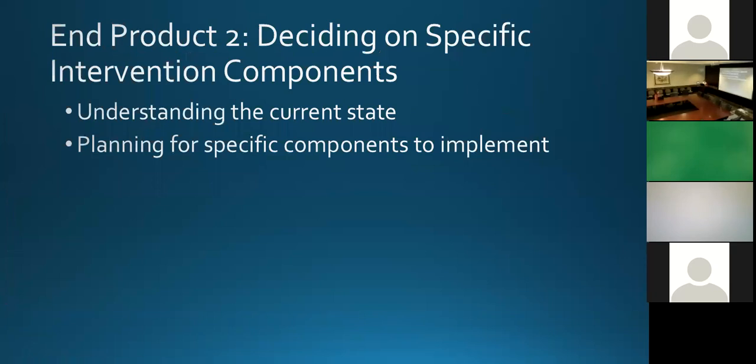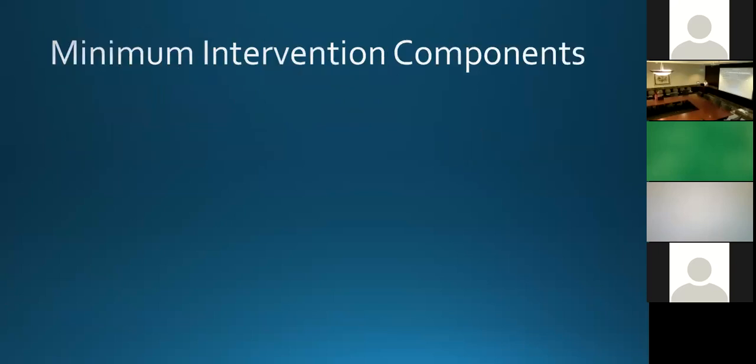The second end product was trying to decide on what specific intervention components we wanted to implement in this trial. This involved a lot of delving into the qualitative interviews to understand the current state of immunization delivery in each practice and for each vaccine, and then using that information to plan the specific components to implement. From this, we came up with a list of several intervention components that we wanted to implement in all practices as a minimum intervention.